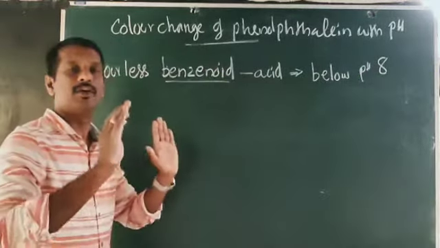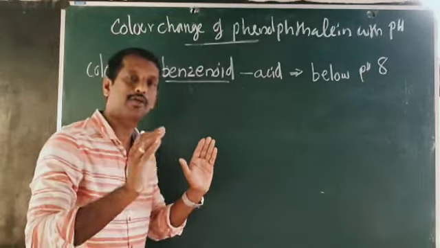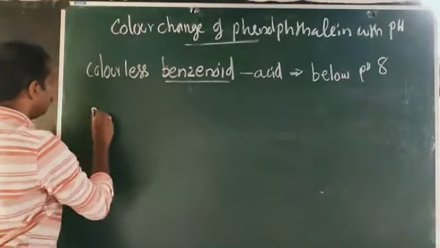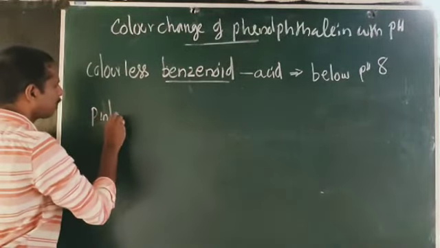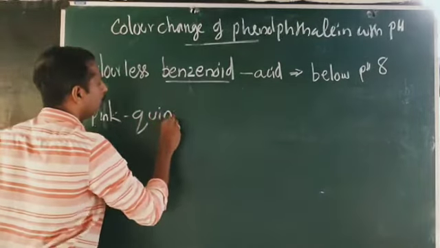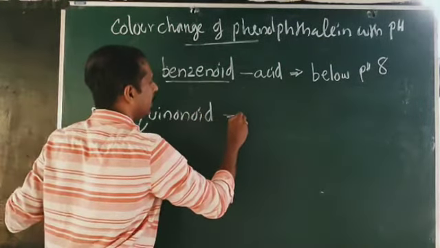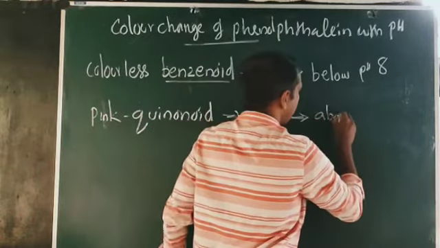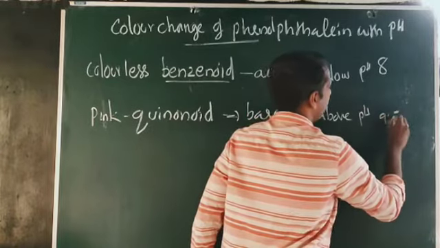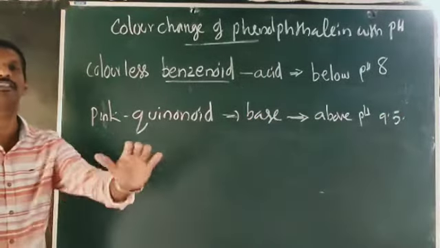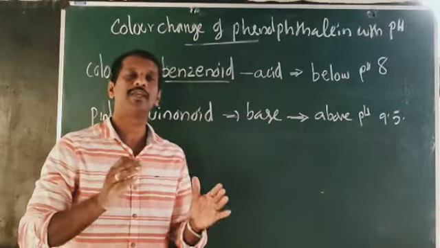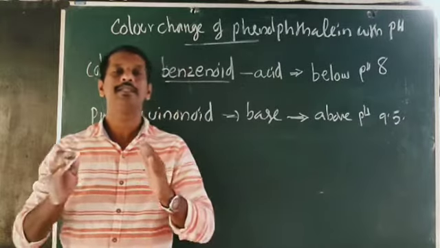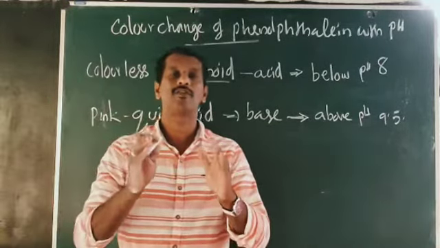Okay, now phenolphthalein can exist as a pink colored quinonoid form. The second form of phenolphthalein is the pink colored quinonoid form, when in basic medium, that means above pH 9.5. So this is the reason why phenolphthalein is showing a color change between pH range 8 and 9.5. Below pH 8 is of course acid medium.